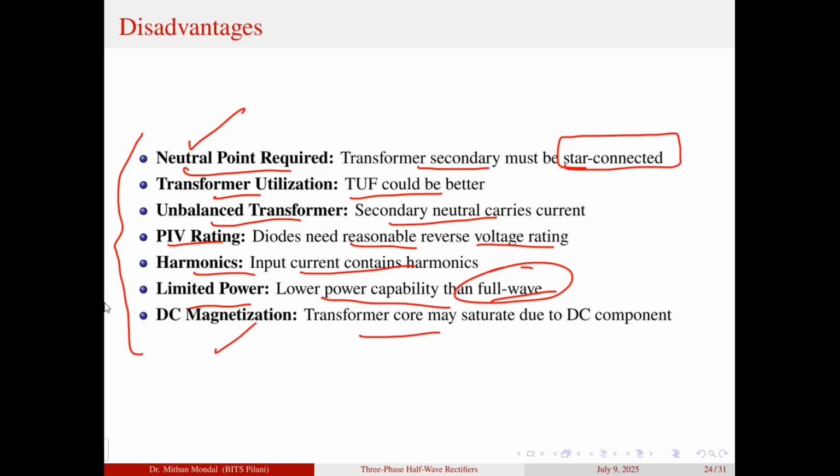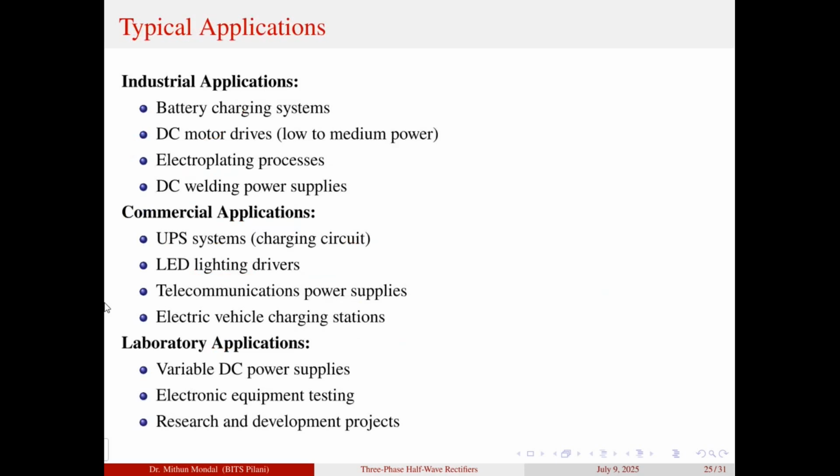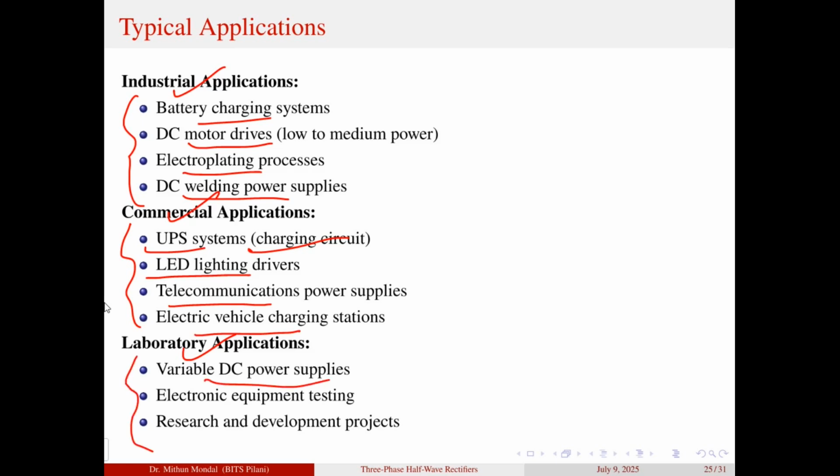DC magnetization: the transformer core may saturate due to the DC component. Since we have the DC component, the core of the transformer may saturate because the transformer has to operate on an AC wave. Some of the typical applications of this three-phase half-wave rectifier are in industrial, commercial, and laboratory applications. Industrial applications may be battery charging, DC motor drives, electroplating, and DC welding power supplies. Commercial, we can have in the charging circuit in the form of UPS, LED drivers, telecommunication power supplies, and electric vehicle charging stations. Laboratory, we use it as variable DC power supplies, electronic equipment testing, and some research and development projects.